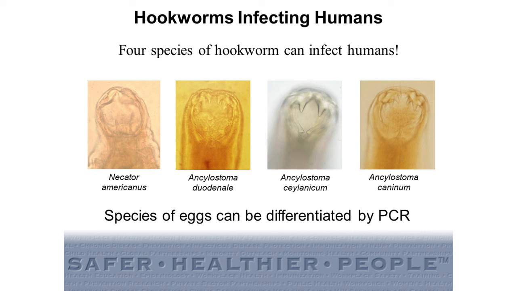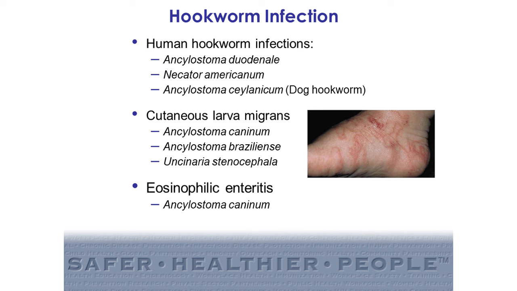Hookworm eggs are morphologically indistinguishable, but with PCR, they can be differentiated. Three species of hookworms, Ankylostoma duodenale, Necator americanus, sorry for the misspelling here, it's supposed to be an S here, and Ankylostoma ceylanicum, all can cause hookworm infection in humans.